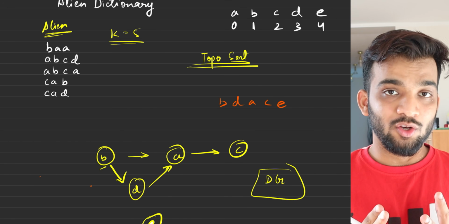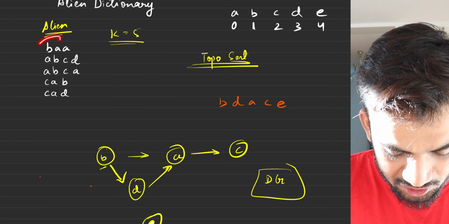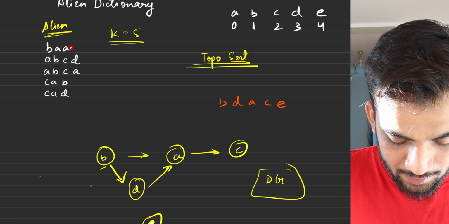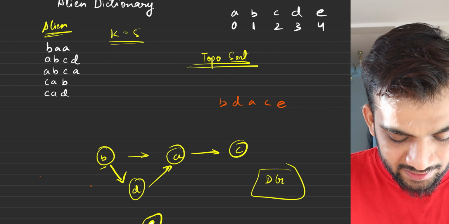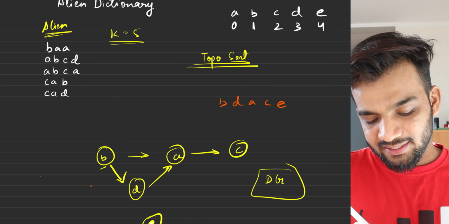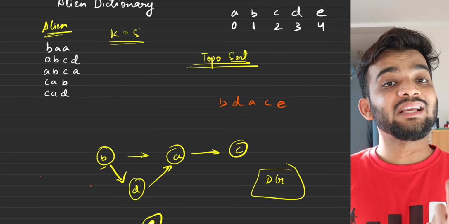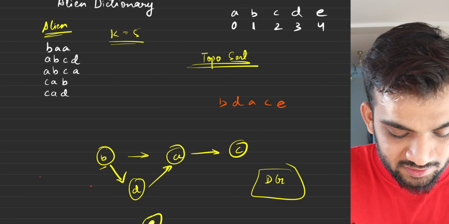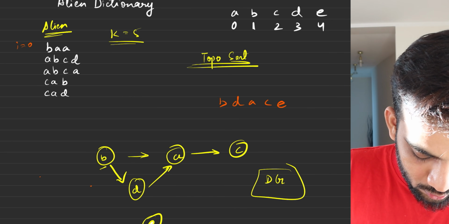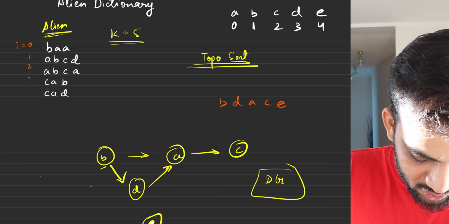So can I say, in order to find out the differentiating factor between these two, first I'll be like BAA, ABCD. Next I'll be like ABCD, ABCA. Next I'll be like ABCA, CAB. Next I'll be like CAB, CAD. Can I say I can run a loop? Yes, I can run a loop, something like i equal to 0 till this guy, which is till 3.